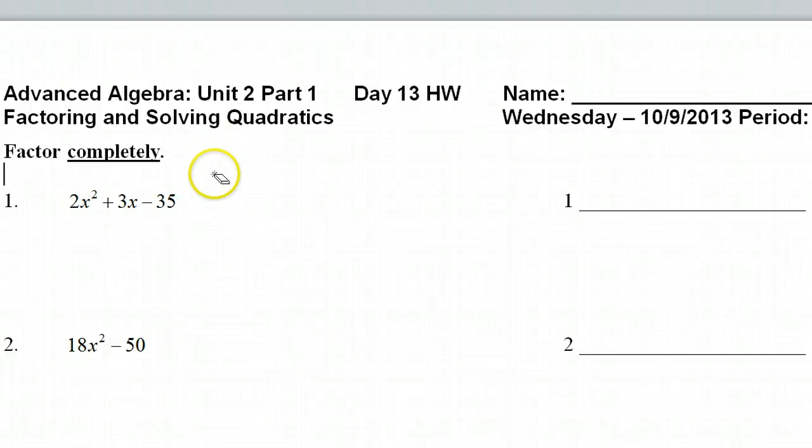Alright, we have one more shot at practicing factoring and solving quadratics, because this is a big chunk of what's going to be on the test coming up Friday, in addition to the newer stuff.